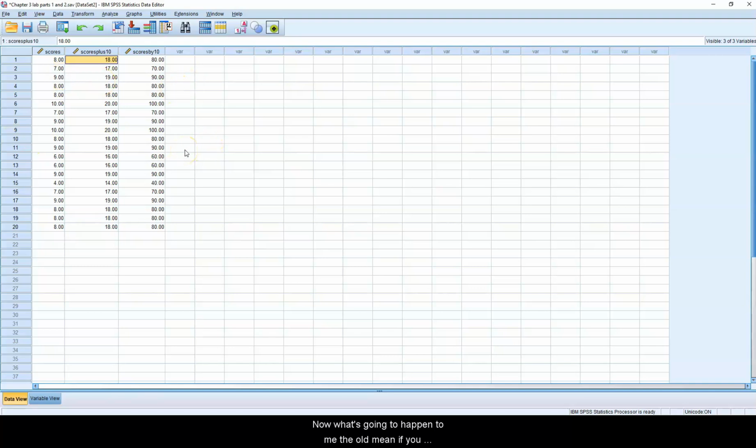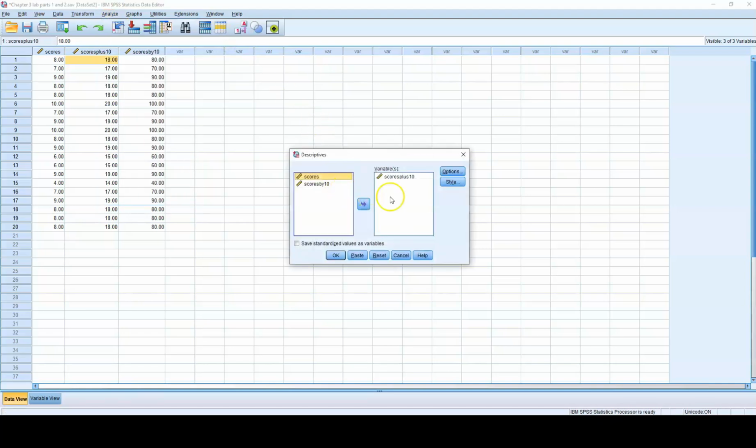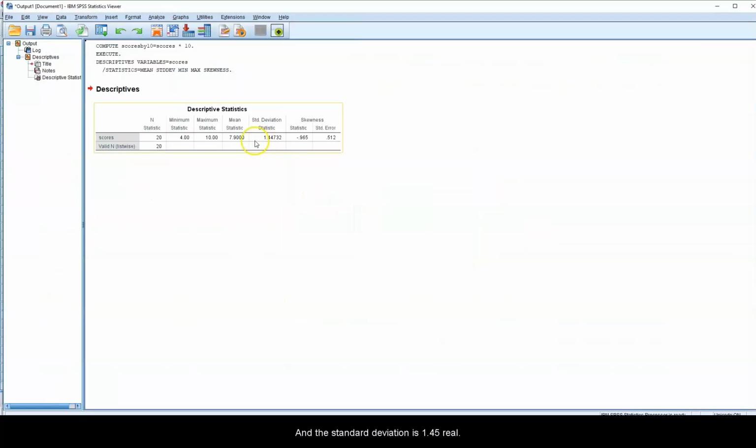Now, what's going to happen to the mean? The old mean, if you'll remember, let's go analyze, descriptives. Descriptives was 7.9, and the standard deviation is 1.45, really. Now, in this case, what are we expecting the new mean to be? Well, of course, we're going to multiply by 10, so the new mean should be 79, right, on the nose?